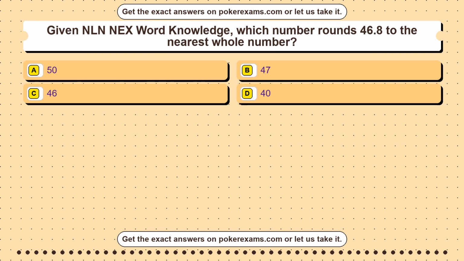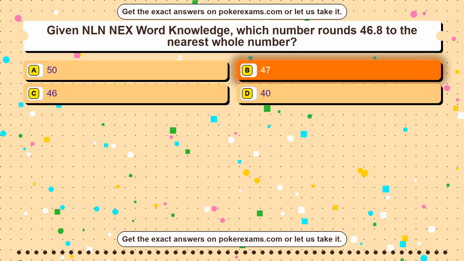Question 48. Given NLN NEX Word Knowledge, which number rounds 46.8 to the nearest whole number? Option A 50. Option B 47. Option C 46. Option D 40. The correct answer is option B, 47.